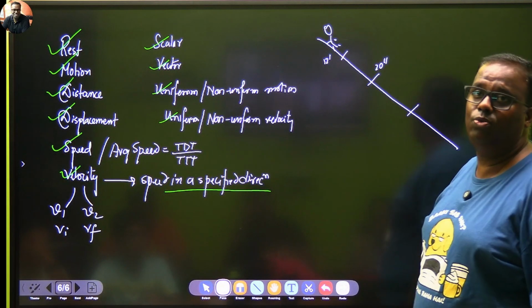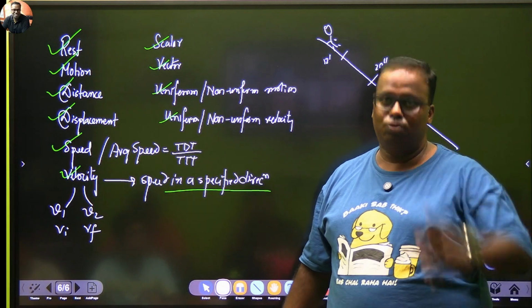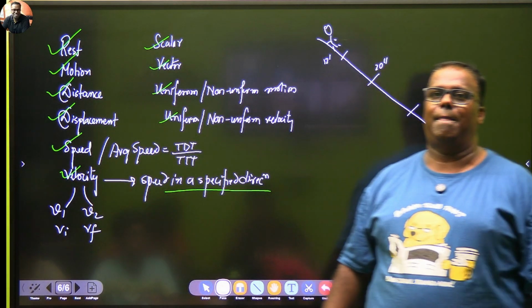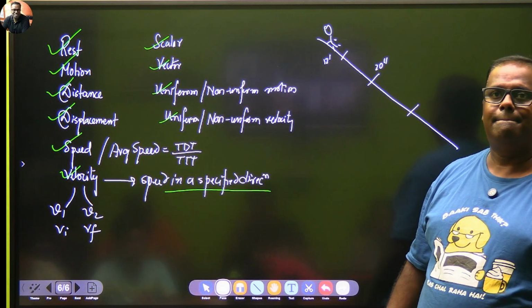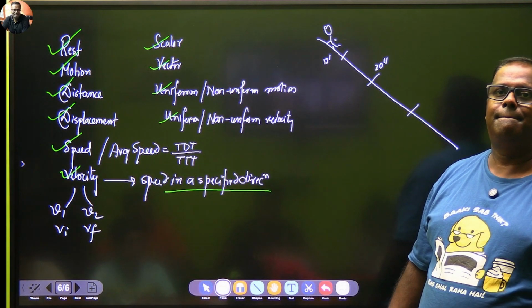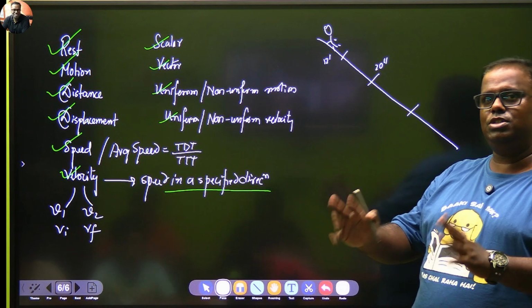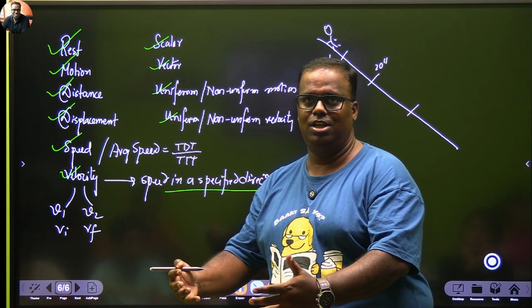Does that address your query? Your first query. Yeah, your second query. Uniform velocity and acceleration. Acceleration, hold on, because I have not yet explained you acceleration.